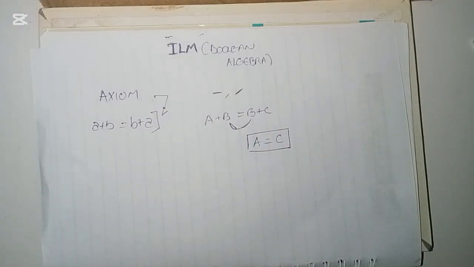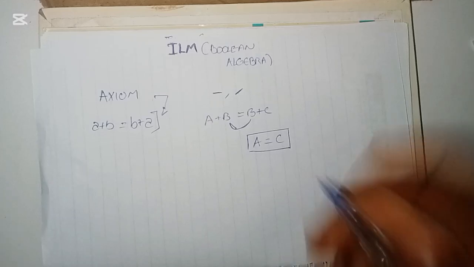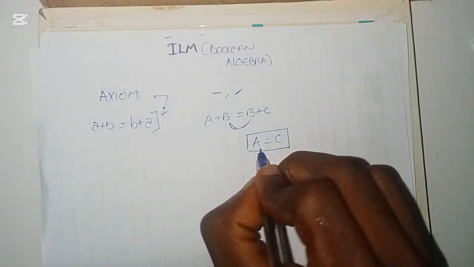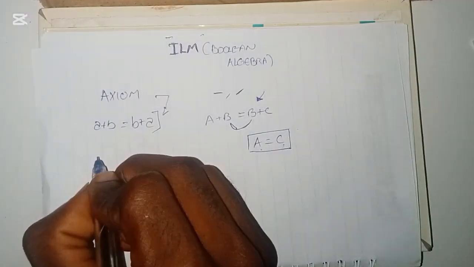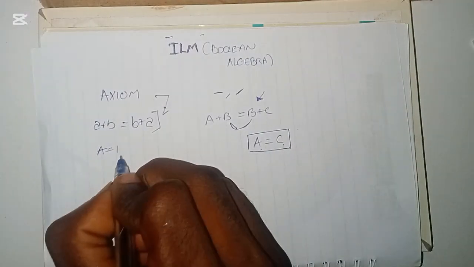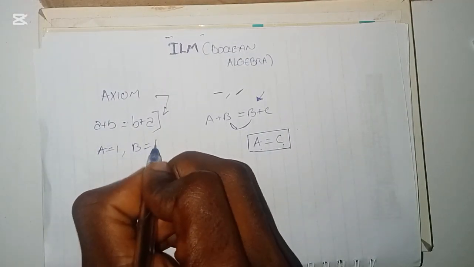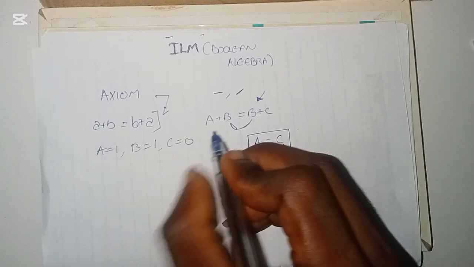But in Boolean algebra, it is kind of different. It is not a must for a to be equal to c for this to be true. Let me show you something. So a is equal to 1, b is equal to 1, and c is equal to 0.